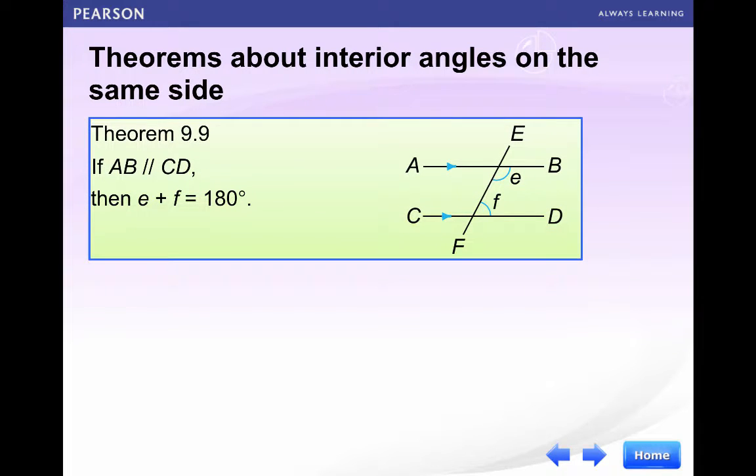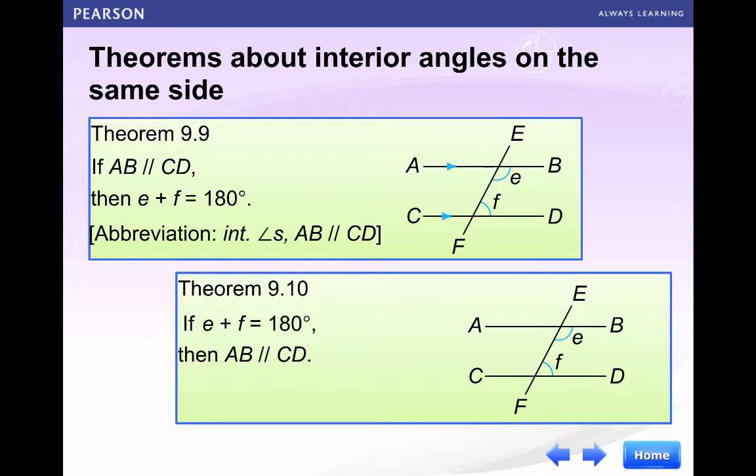Of course, we have interior angles. This time, if we know that the two lines are parallel, AB parallel to CD, then we can say that the sum of the interior angles will be 180 degrees. And the reason is interior angles, AB parallel to CD.